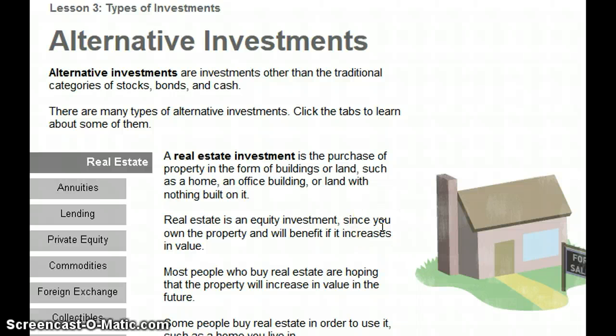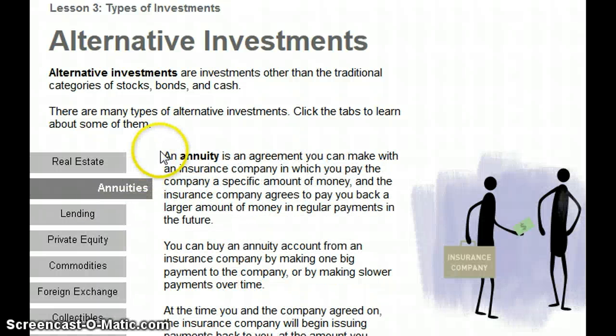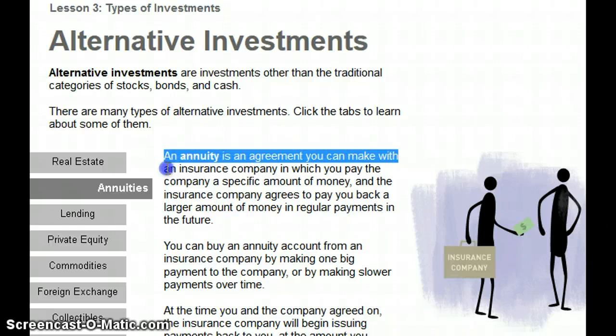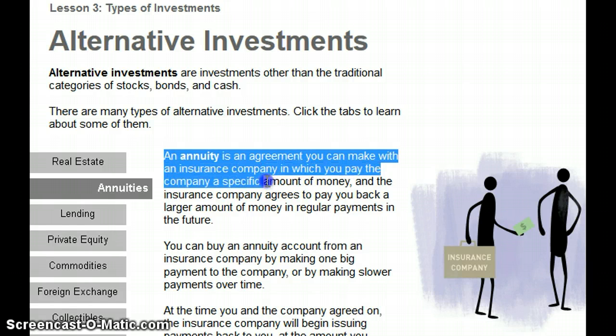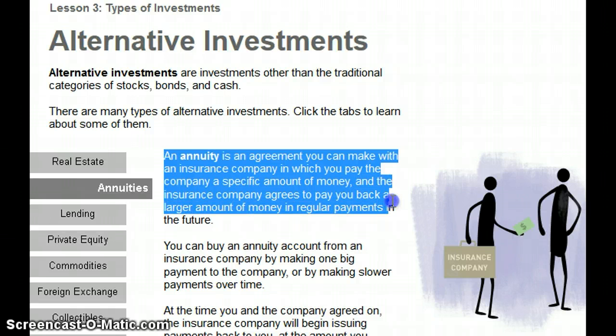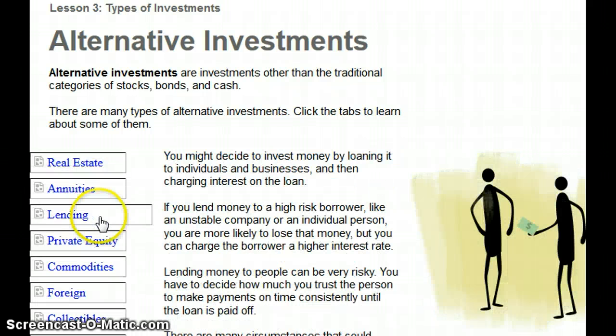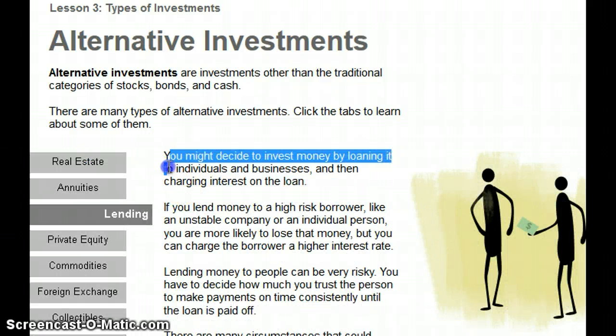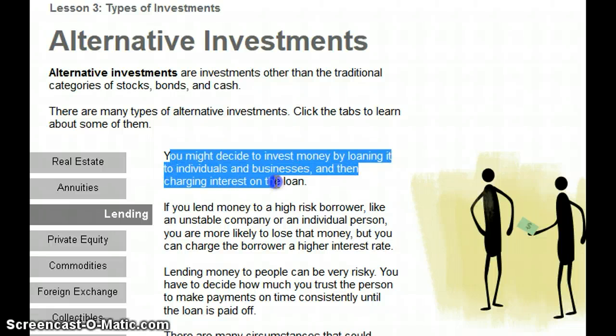There are many alternative investments. You can have real estate, when you invest in the purchase of a property, building, or land. There's what's called an annuity, which is an agreement you can make with an insurance company in which you pay the company a specific amount of money and the insurance company agrees to pay you back a larger amount in the future. You might decide to lend money to an individual or business and then charge interest.